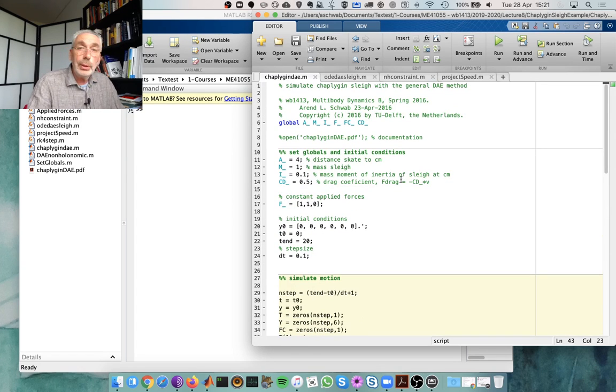Now the initial conditions are important, of course. As I said, it's a distance of 4, the skate 4 from the center of mass. The mass is 1, moment of inertia 0.1. There's a drag coefficient to get some equilibrium. And for now, I'm just pushing the sled forward and sideward. And it has no initial velocity whatsoever. So the sled is just at the origin, oriented along the x-axis, and I'm just starting to push in the longitudinal and in the lateral direction.